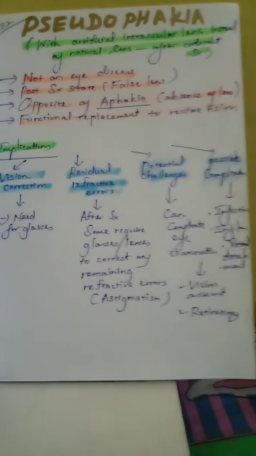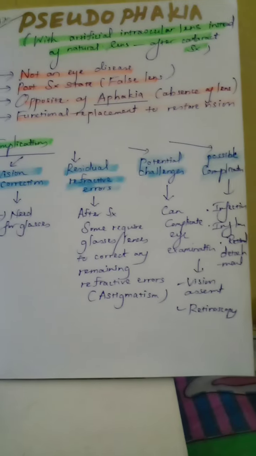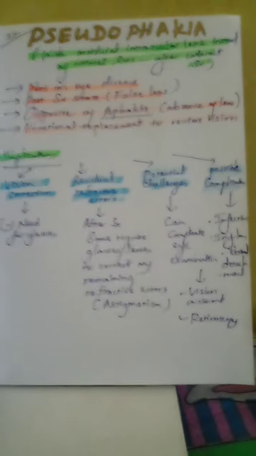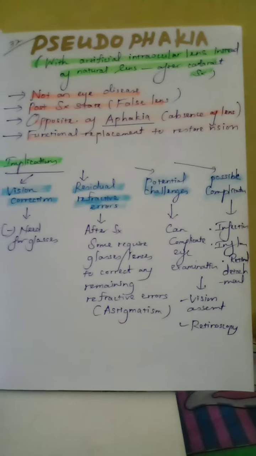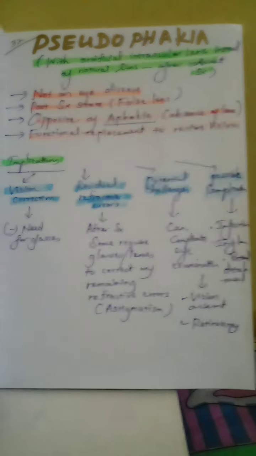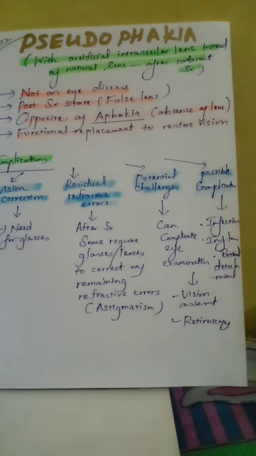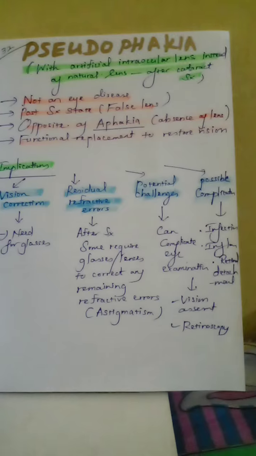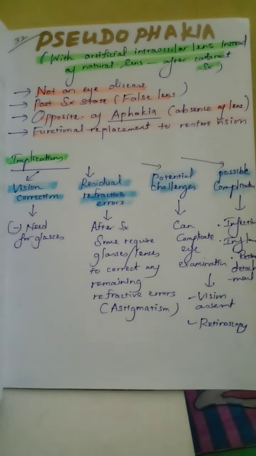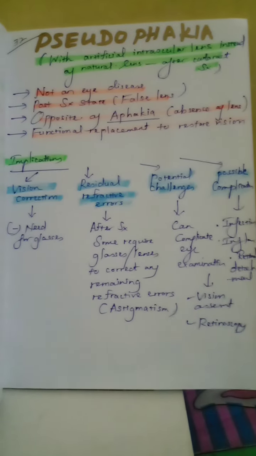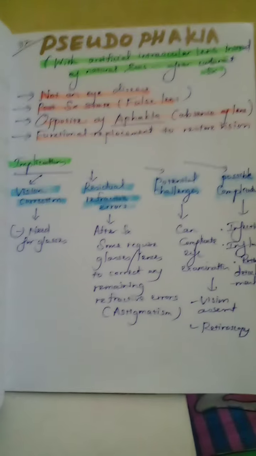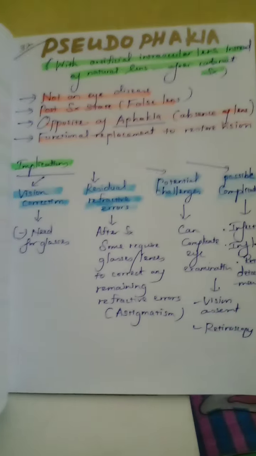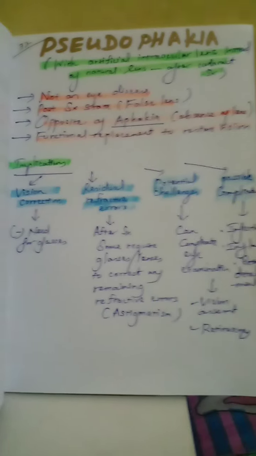Sometimes after surgery, some may require glasses or lenses to correct any remaining refractive errors, such as astigmatism. That is why we introduce this. Or it can complicate eye examinations, especially vision assessment or even retinoscopy. And sometimes this can even lead to infections, inflammation, right? Retinal detachment.